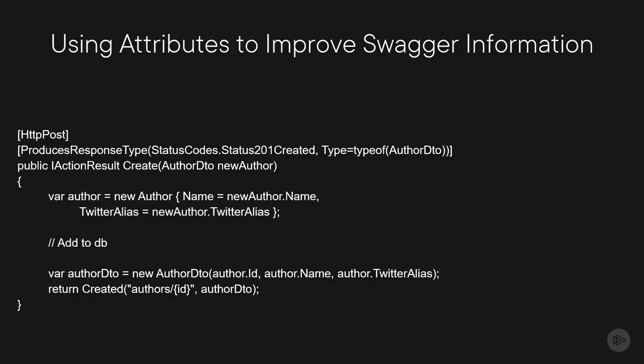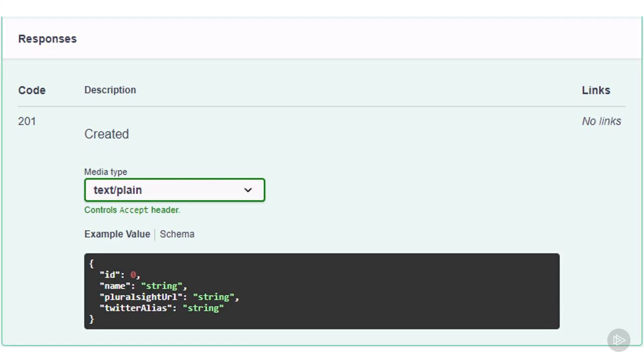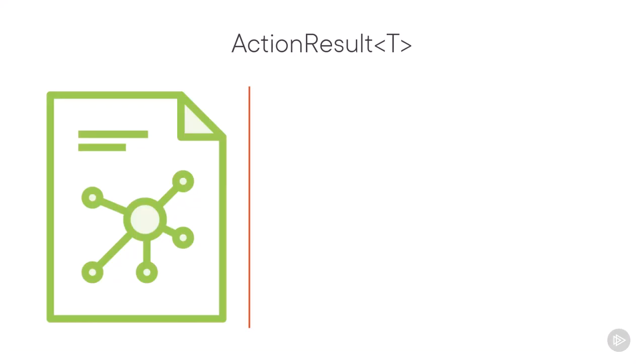Here's an example of an action method that returns an IActionResult, and because it's not strongly typed, the ProducesResponseType attribute must include the type being returned, in this case, AuthorDTO. When you open this up in Swagger, this is what the attribute allows Swagger to display as the response expected for this endpoint.